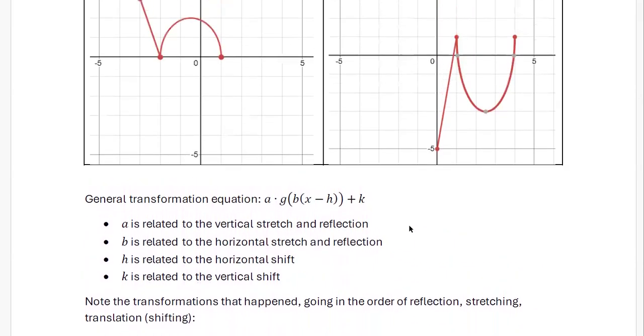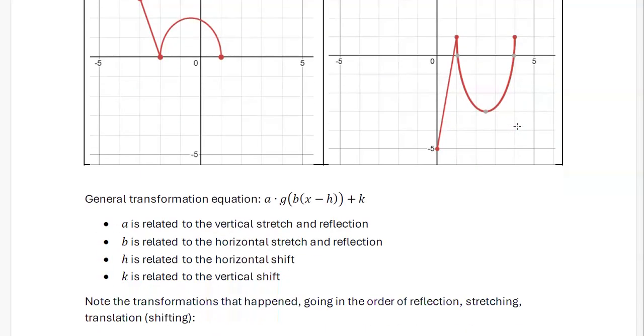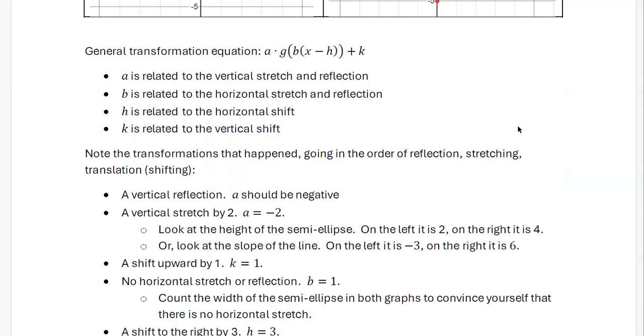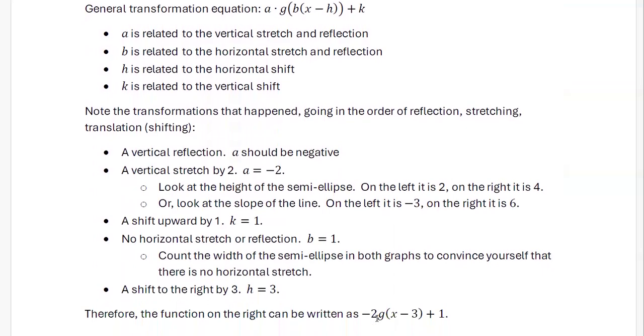And now let's scroll back up one more time. What's the shift that occurred? Well, if we go by this point over here, this is at x equals 1, right? Where did it shift to over here? It is x equals 4. So it's shifted by 3. So h is 3. When we shift to the right, h is positive, so h is 3. We found all the coefficients, so let's write it as minus 2 times g of x minus 3 plus 1. And this is how we tackle this problem.